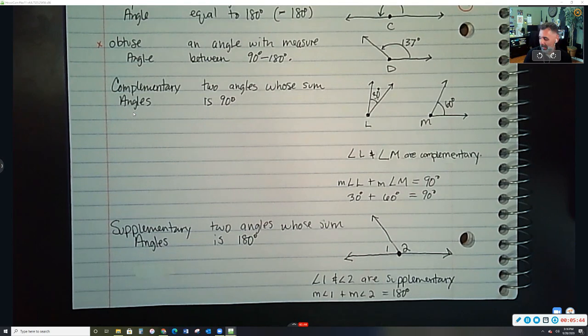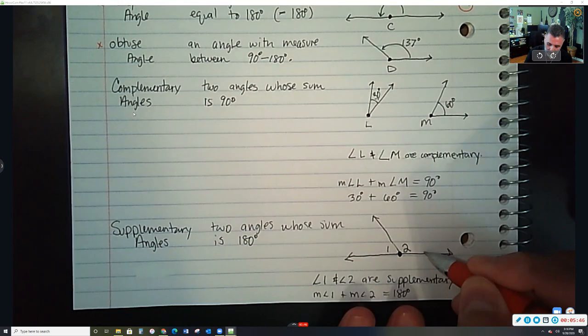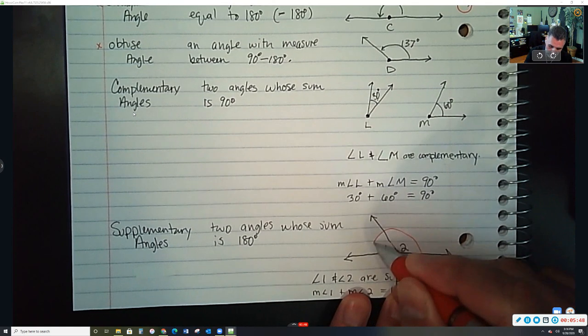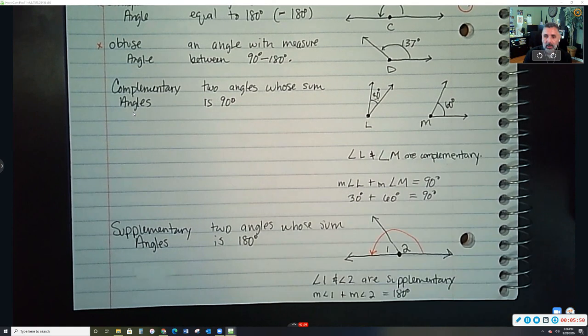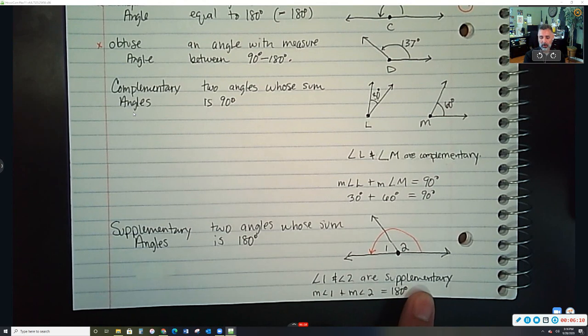Because this together makes a straight angle, or it makes a half circle, which is 180 degrees. Okay, I'll say that a lot. Half circle, 180. Think also half rotation, that's 180. So these two, when I add them, equal 180, and that makes them supplementary.